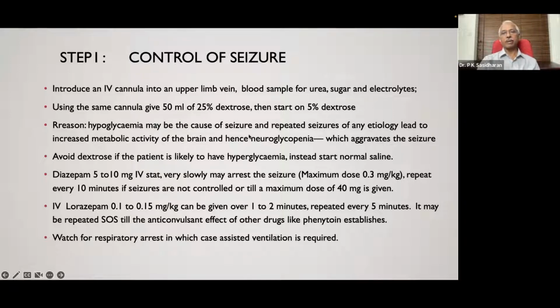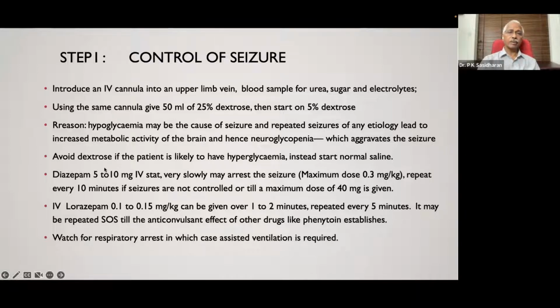repeated seizures of any etiology lead to an increased metabolic activity of the brain, and there is neuroglycopenia. This can aggravate seizure further. That is why, unless you are sure there is hyperglycemia, do not hesitate to give dextrose in anyone who is brought in with seizure, because many times they have hypoglycemia, or repeated seizures would have produced neuroglycopenia. Seizure begets seizure is the point that we have to keep in mind. That is why giving dextrose always helps.